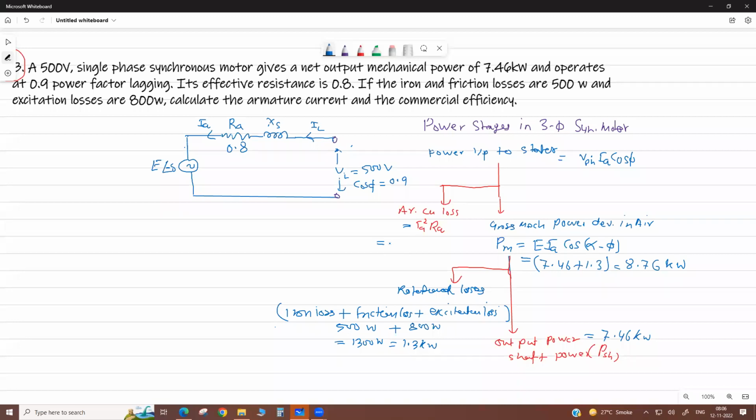Current is not given. The motor is 500 volt single phase, operating at 0.9 lagging power factor. Effective resistance is given. Now calculate the armature current and commercial efficiency. When we have the armature current, only then can we calculate the loss. So how do we calculate the armature current?